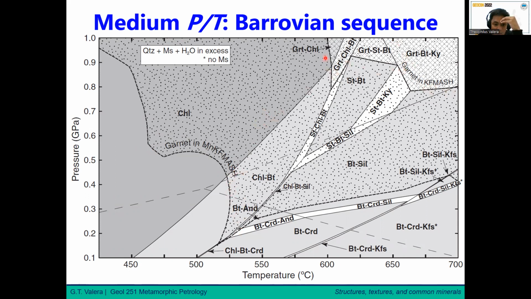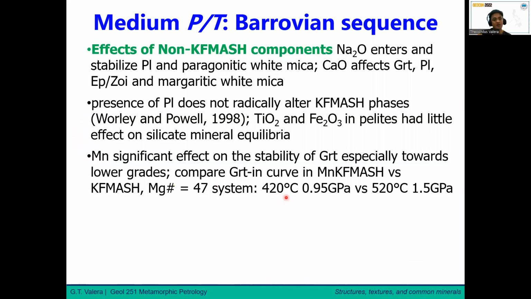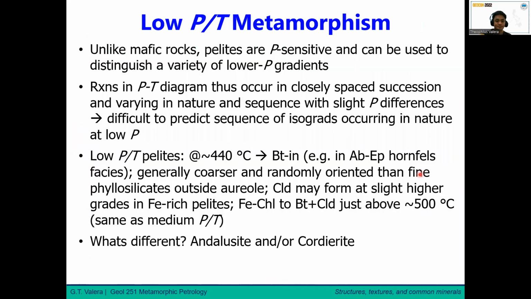So as you can see, the temperature difference is around 150 degrees, essentially. 600, ito mga 500, mga 100 to 150, depende sa pressure. Pero yun, malaki yung difference: 420 at 0.95 gigapascal versus 520 and 1.5 gigapascal. So, medyo iba. I mean, nagbabago yung itsura ng section.